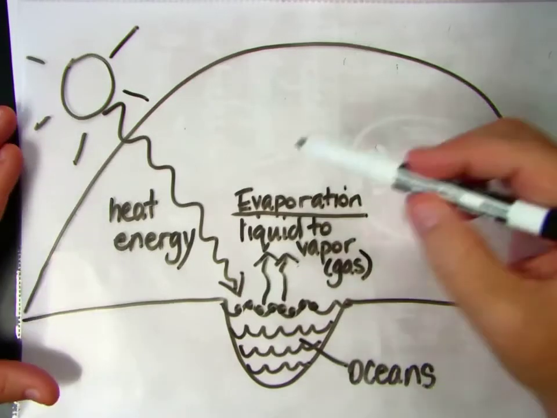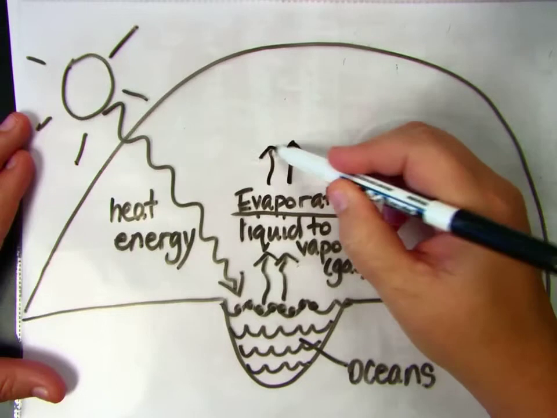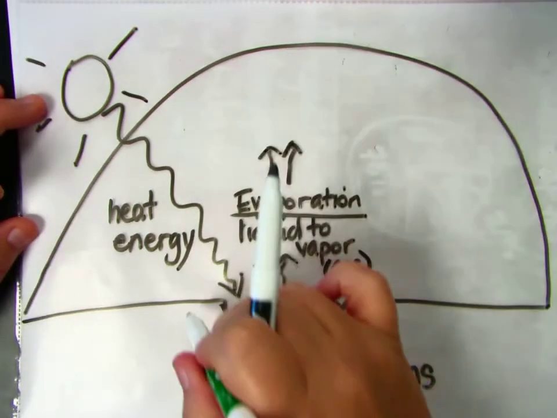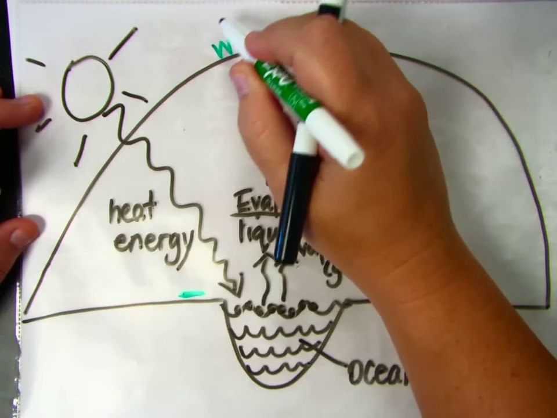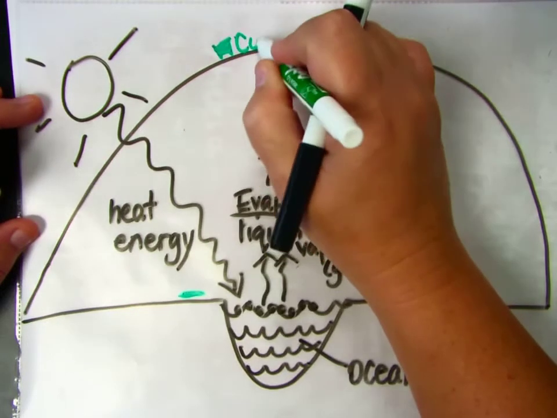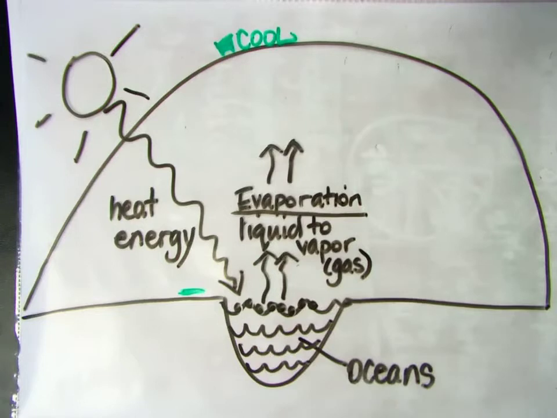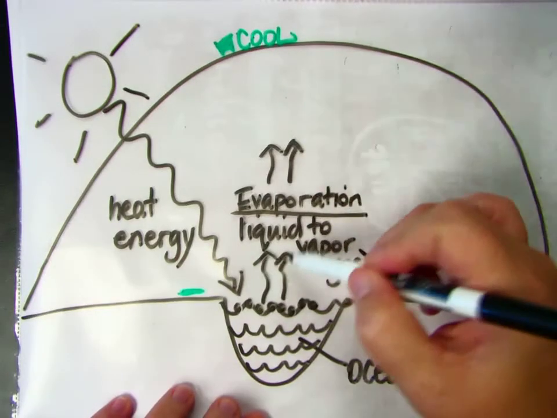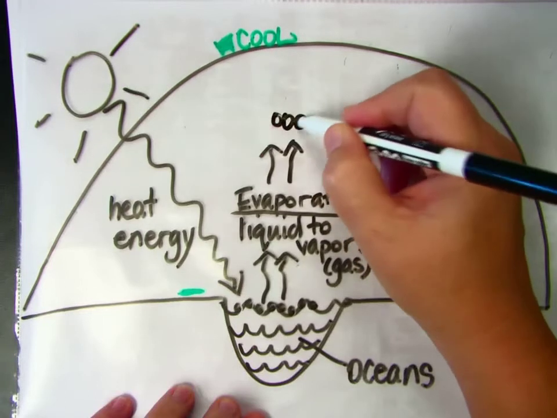Now, as that vapor starts to rise into the atmosphere, it gets quite cool up at the top. So down here by the Earth's surface, it's warm, but up here, it's cool. So the air is cool. As soon as that vapor hits the cool air up in the atmosphere, it actually starts to change back from a vapor back to a liquid.